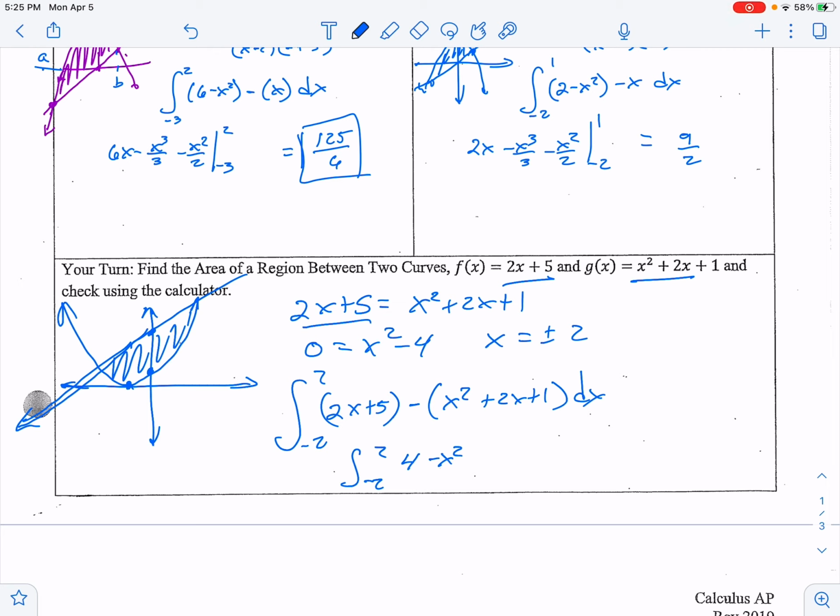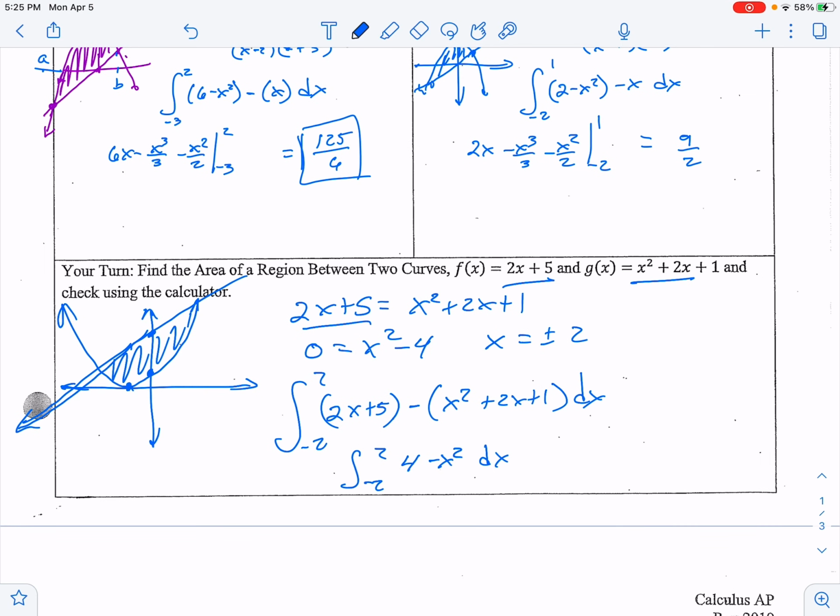Oh, and it's negative x squared. And you get 5 minus 1 is 4. Okay, dx. So what? You get 4x minus x cubed over 3 from -2 to 2. And the answer is -32 over 3, obviously. Pretty good at my algebra, huh? Okay, so those aren't too bad. You have to figure out what they are.